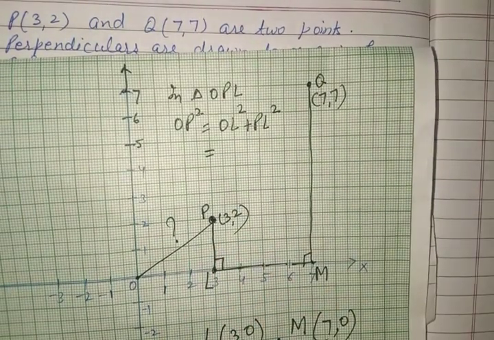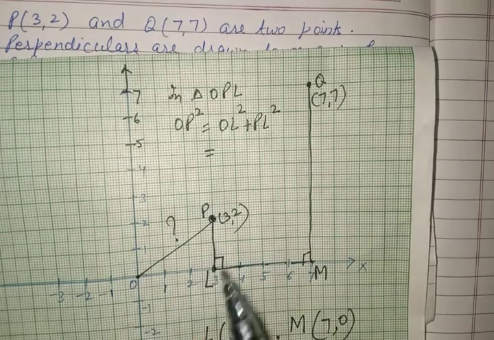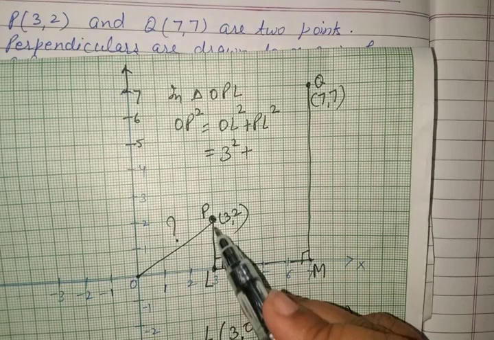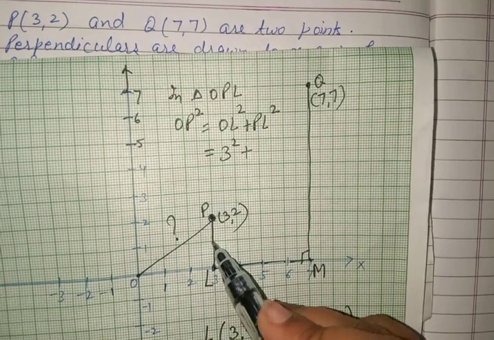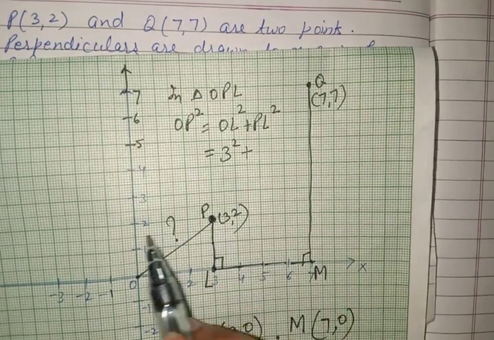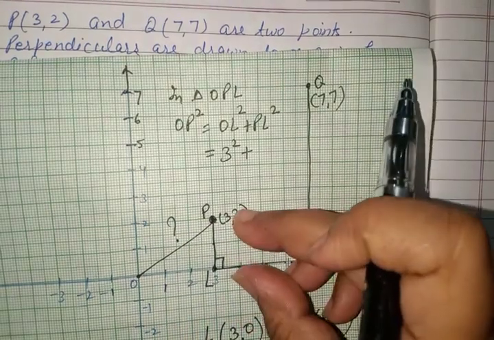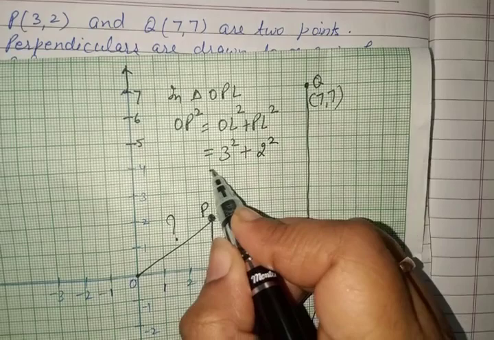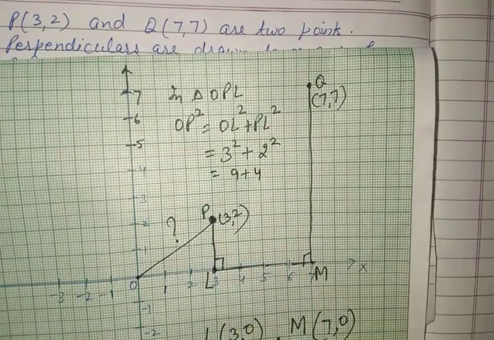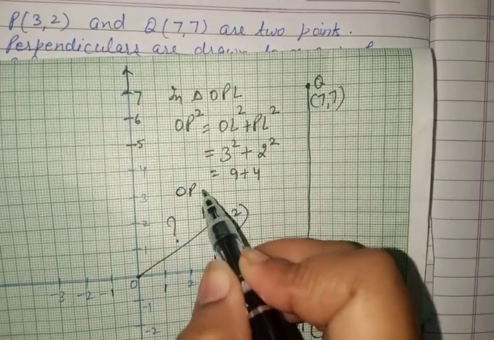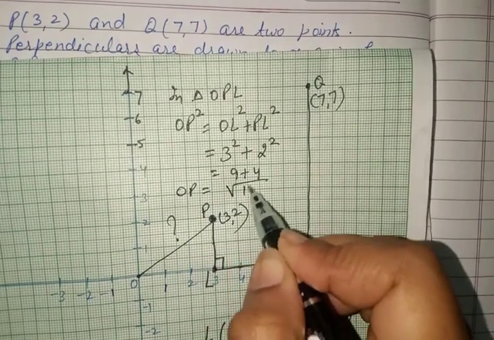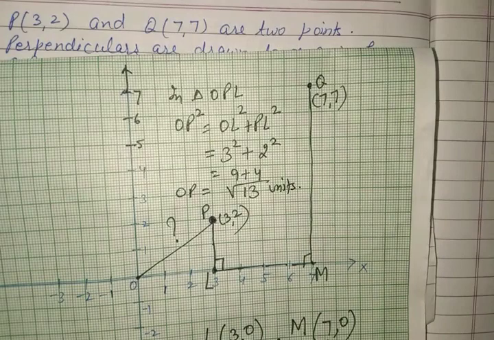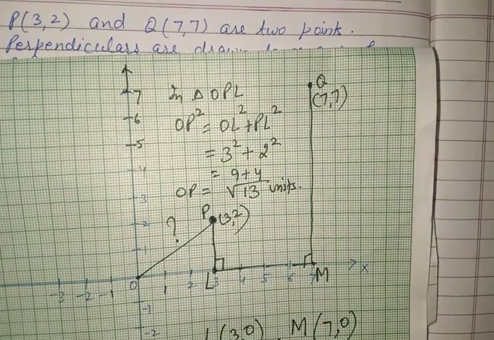OP we need to find. OL is what? OL is 3. And the value of PL is, just count the boxes, 1, 2, or otherwise you can see from here also that the length of PL is 2. So write here 2 and it is 9 plus 4. So our OP is root 13. Units, you will write units also, root 13 units. I hope the question is clear to you.